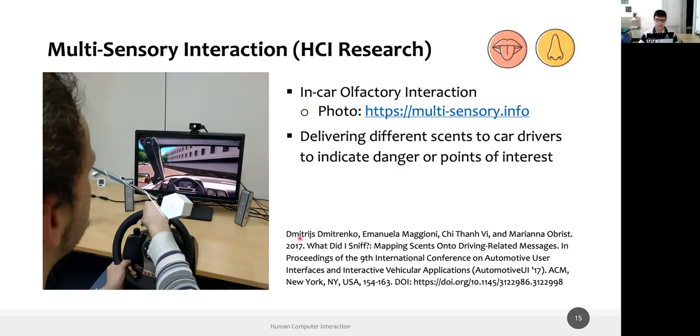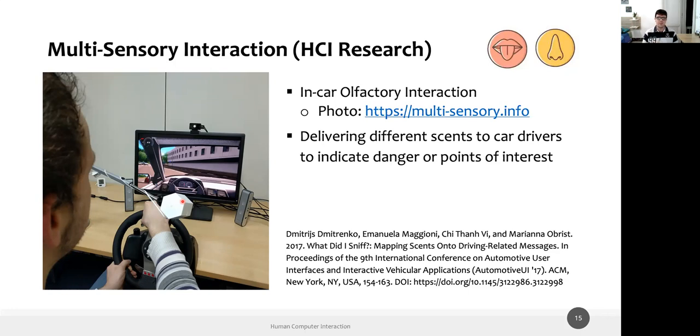It was a 2017 project published in a conference about automotive user interfaces. The idea was to understand if people, while driving a car, in this case a simulated car, can derive important information from odors. The system was delivering different scents, different odors, to the driver to indicate either a danger on the street, or people crossing the street, or some problem on the pathway, or some point of interest.